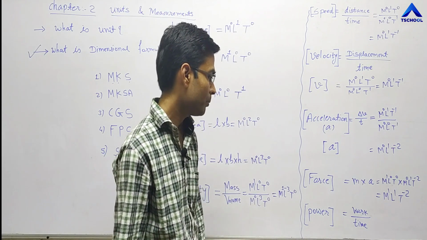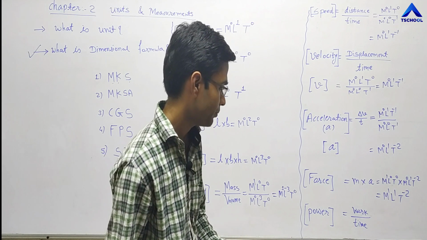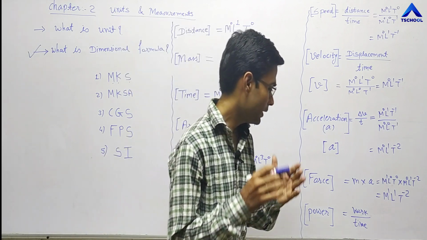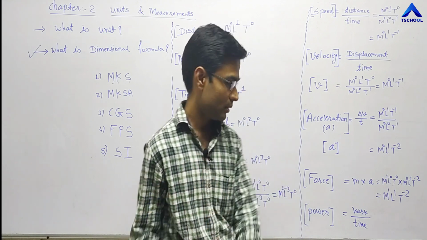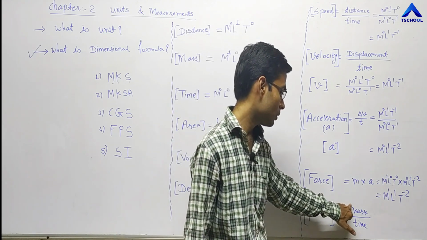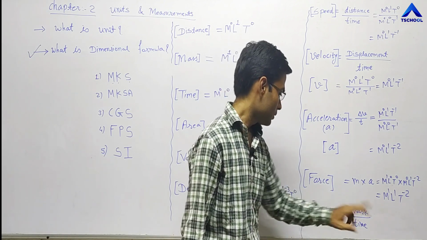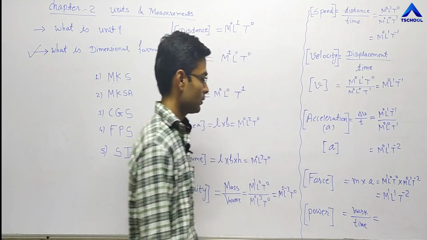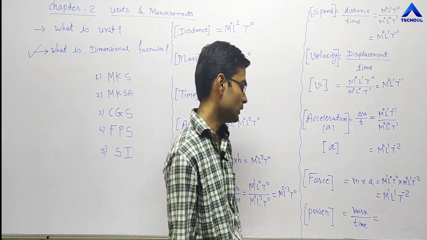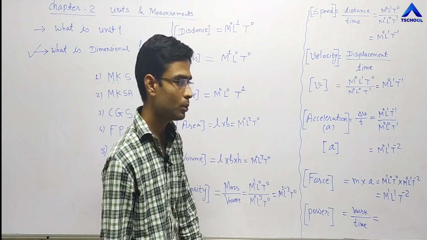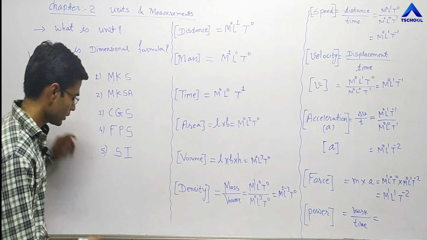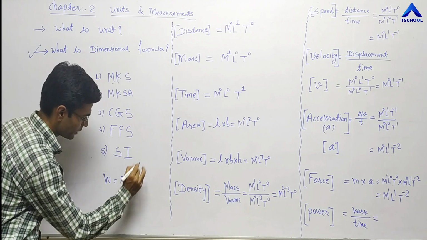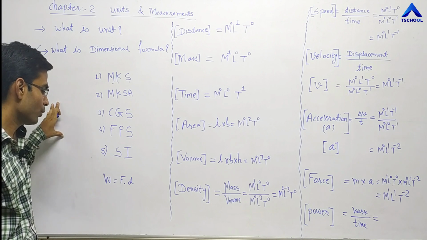Next, power. Power is equal to work upon time. Power means how much work is done by a person in a given time. Power is equal to work divided by time. Work, W, is equal to force into displacement.